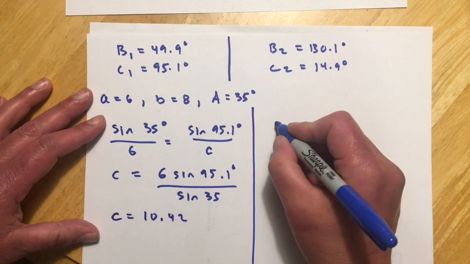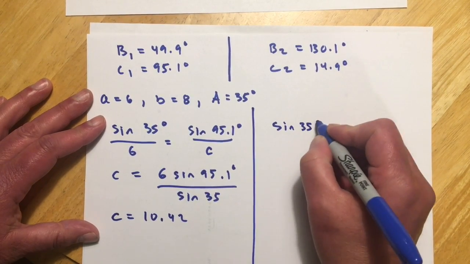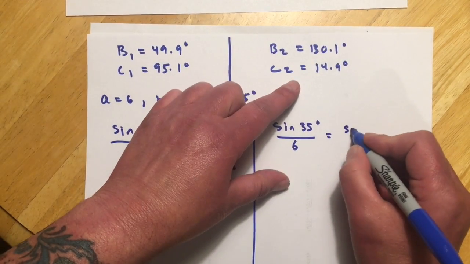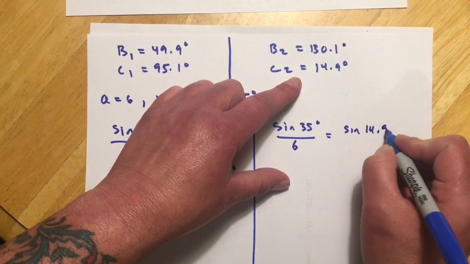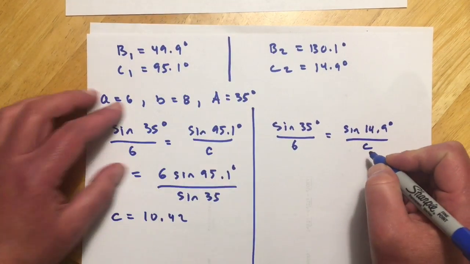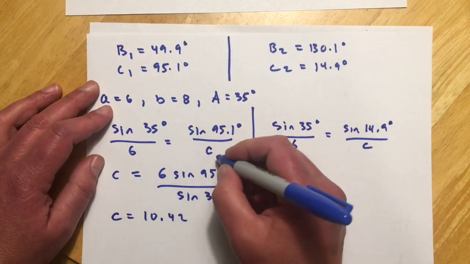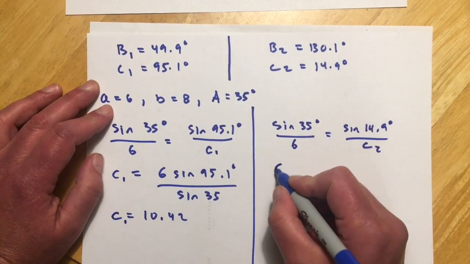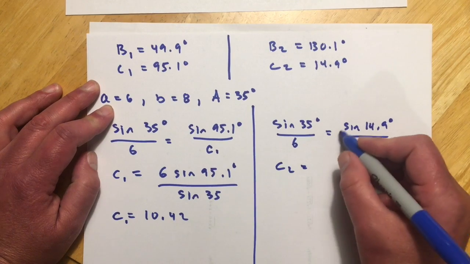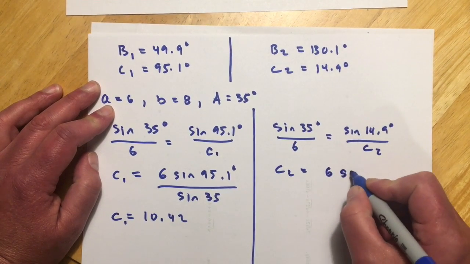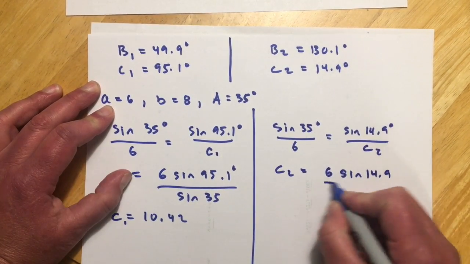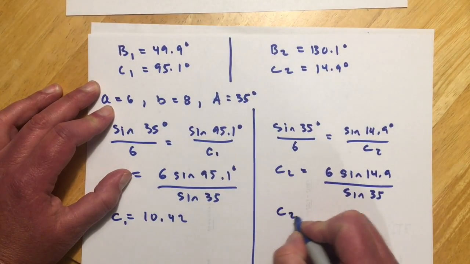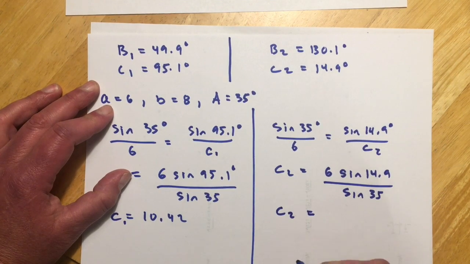So then on this side, we'll do the same thing. Sine of 35 over 6 equals sine of 14.9 over C. And sorry, I should label that one C1 and this one C2. So this C2 will equal 6 times sine 14.9 over sine 35. And that would be 2.69.